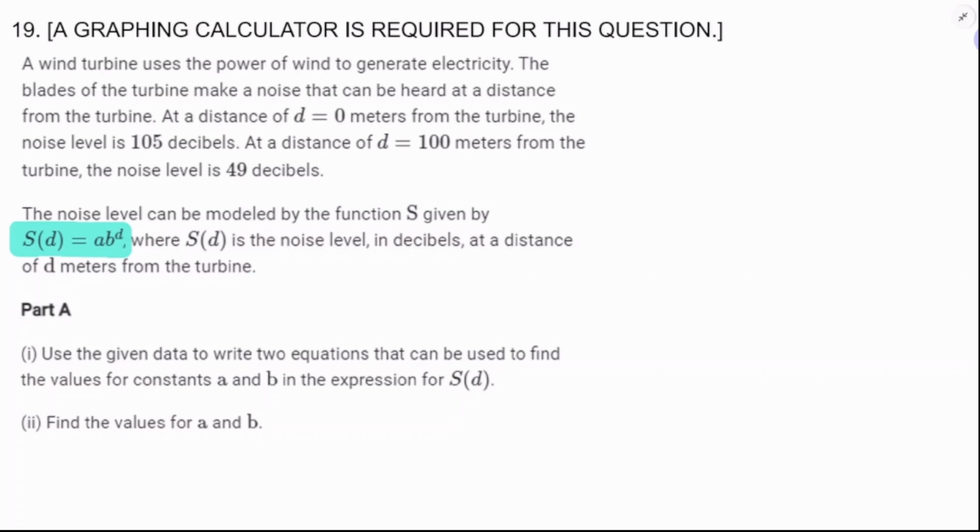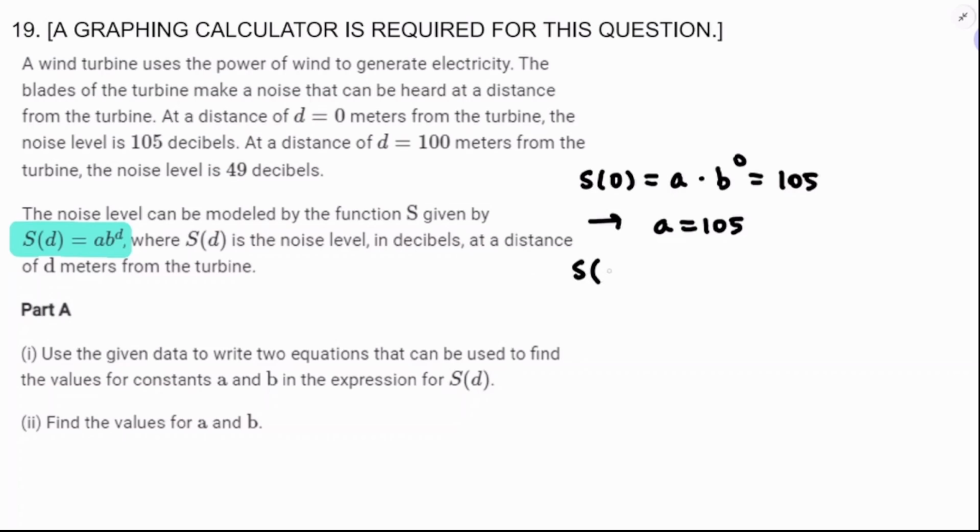All right, so I think really the key here is that S of D is A times B to the D, where S is the noise level in decibels and D is the distance. Use the given data to write two equations to find the constants A and B. All right, so this is one of those exponential ones, and we're going to set up a system. So when D equals 0, noise level is 105. So S of 0 equals A times B to the 0. And we know that S of 0 is 105. Okay, so that's telling me A equals 105. So a system was not necessary.